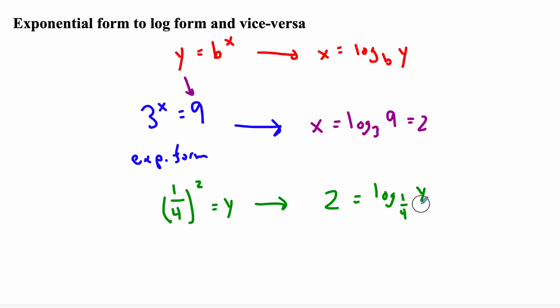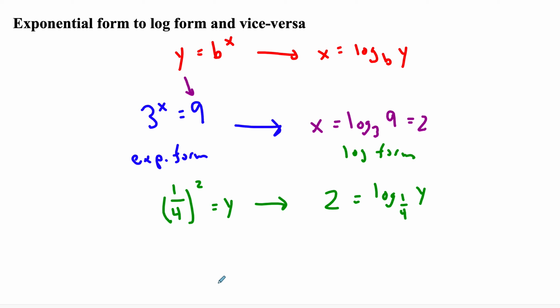Y, right? Now in this case, we wouldn't actually need logs for this, but we know that that has to be 1/16 because 1/4 squared is 1/16. But for the purposes of rewriting in what is called log form, that is what we would do.